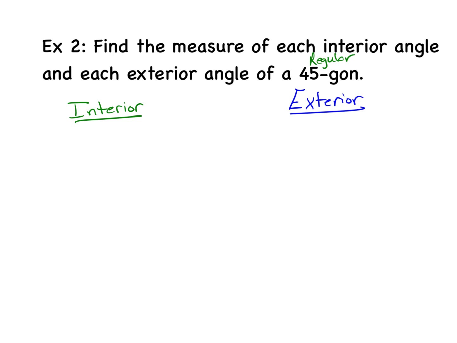All sides are the same length, right? What does equiangular mean? All the angles are the same, right? Okay, they're all congruent with one another. So if it's a regular 45-gon, all sides are the same, all angles are the same. So I need to find the measure of the interior angles.